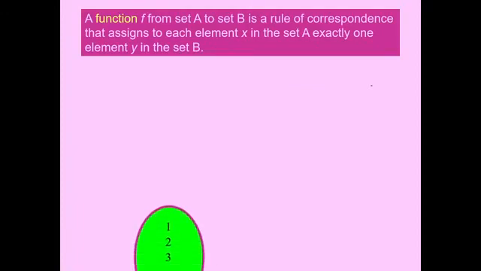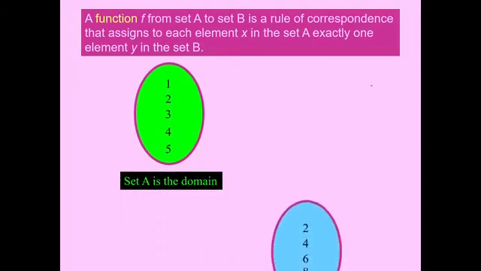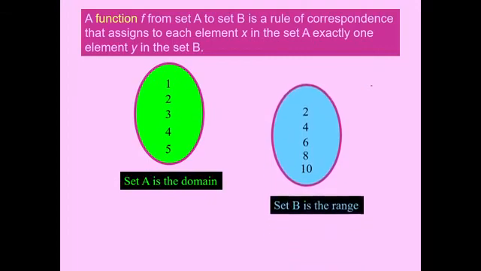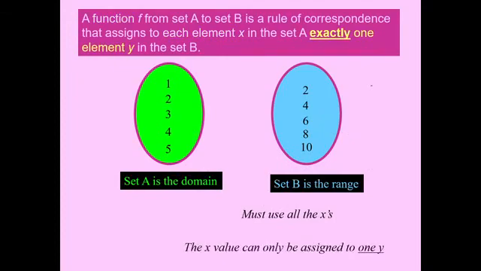Let's have this set. The set A is the domain. And you have there, set B is the range. So take note, we need to consider the first condition. Must use all the x's. Second one, the x value can only be assigned to one y. Exactly one y. Let's have this example. I'm going to assign 1 to 4, 4 to 8, 2 to 2, 5 to 6, 3 to 10.